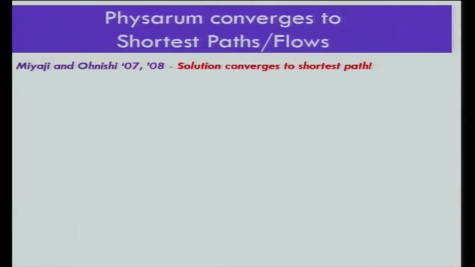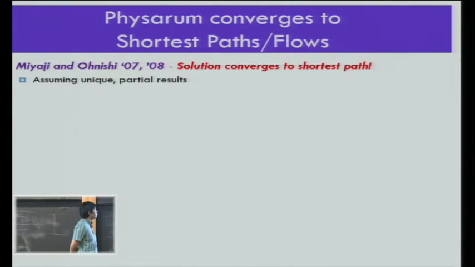And this was indeed observed for several graphs by another two Japanese scientists, Miyagi and Onishi, who showed that these dynamics indeed converge to shortest path on some special class of graphs.